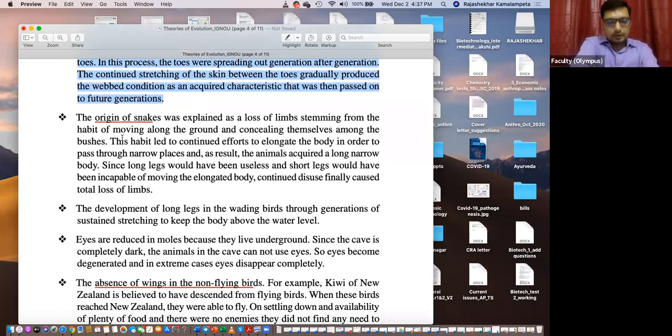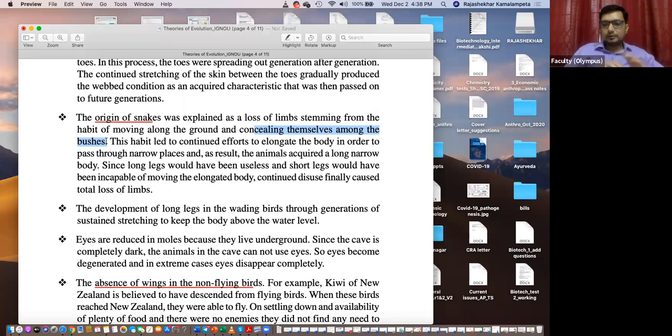Similarly, he talked about the origin of snakes as well. So snakes, I think generations ago, had limbs, but those limbs were lost, because you have to explain why they don't have any legs. There was loss of limbs stemming from the habit of moving along the ground and concealing themselves among the bushes. So the snakes had a need to hide from enemies in the bushes. They started moving on the ground, and eventually, in the process of getting into the bushes, they didn't use the legs to walk.